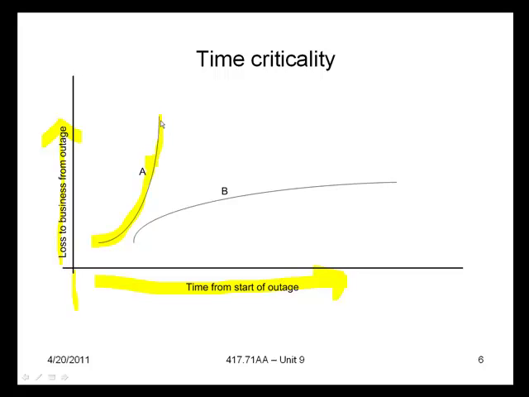This is the sign of a business or a business process that is extremely time critical, where the curve points up, and after a rather short period of time, the losses get to be very high. The opposite is the second curve here, B, where the losses gradually creep up over time. These two loss curves imply different sorts of recovery strategies.